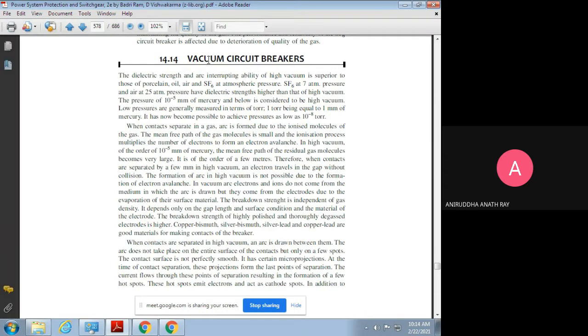I repeat, the dielectric strength and arc interruption capability of high vacuum is superior to porcelain, oil, air, and SF6 at atmospheric pressure. The SF6 at 7 atmospheric pressure and air at 25 atmospheric pressure have dielectric strength higher than that of the high vacuum.